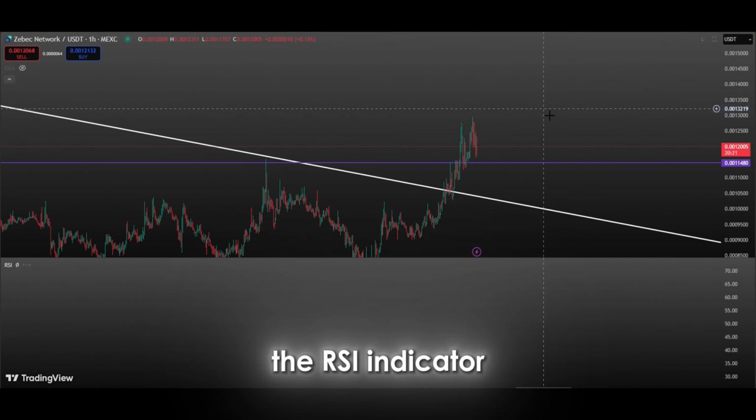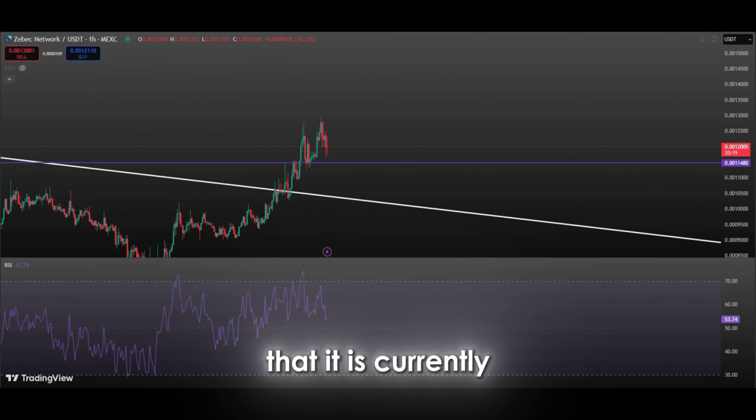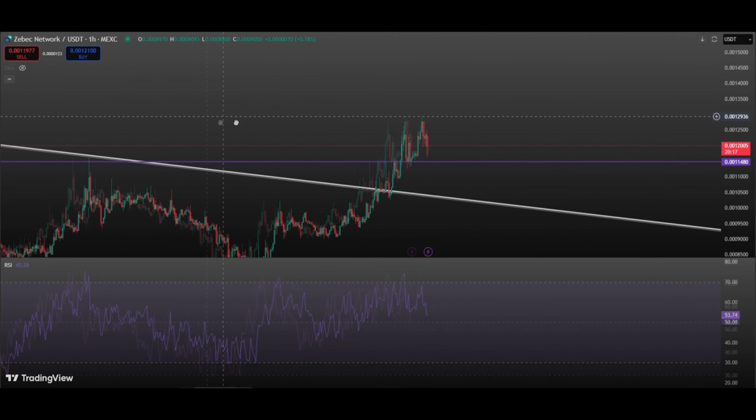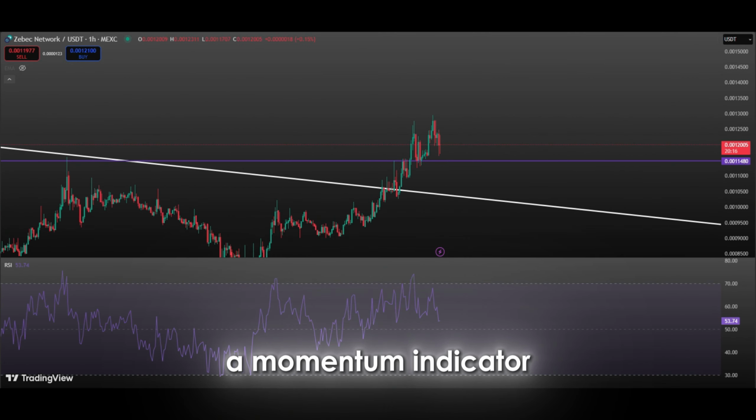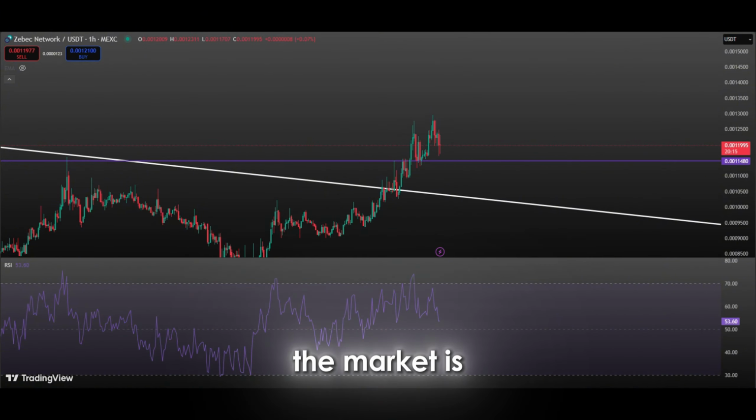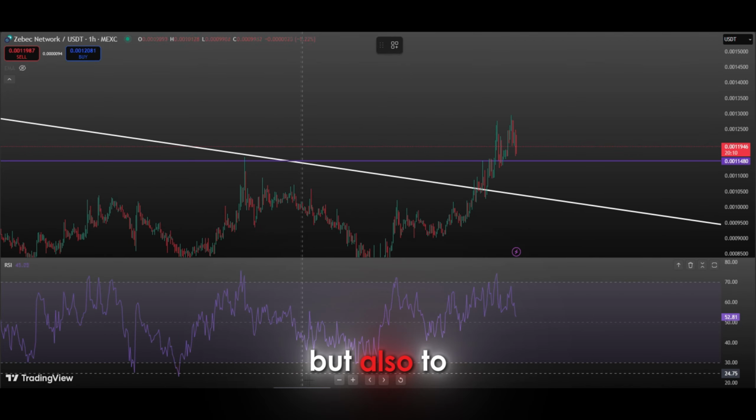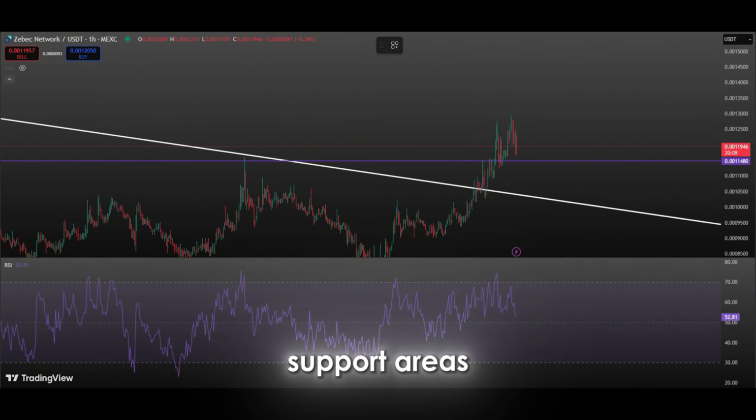Looking carefully at the RSI indicator, we can see that it is currently facing a prominent resistance level. The RSI is a momentum indicator that generally measures how close the market is to overbought or oversold areas. However, it is important to pay attention not only to extreme levels, but also to horizontal resistance and support areas.